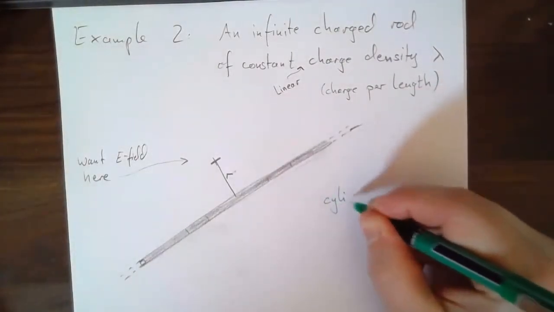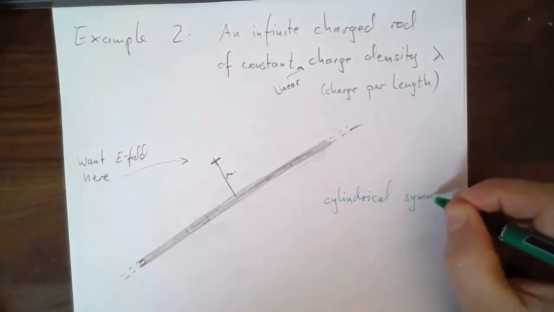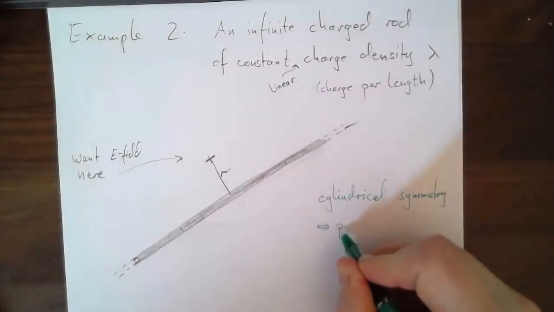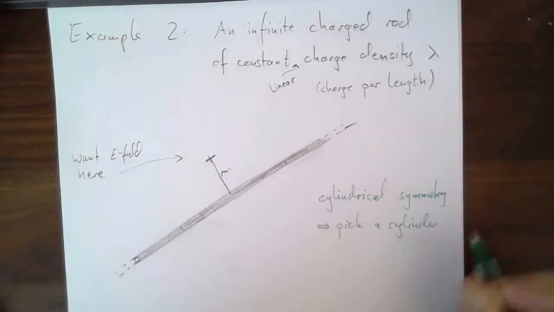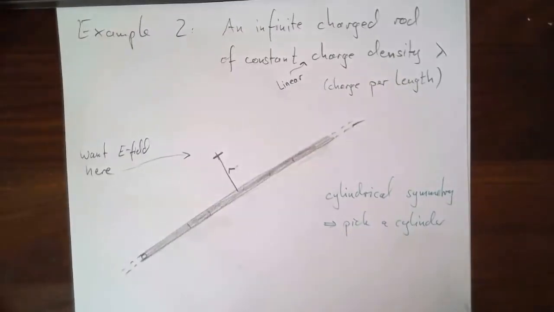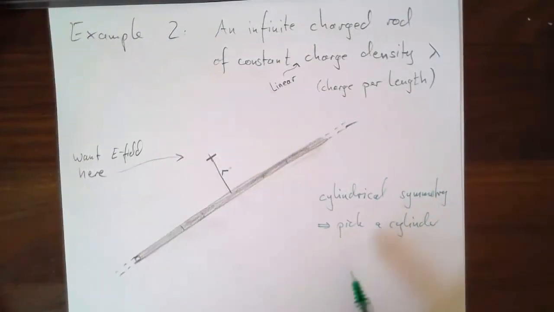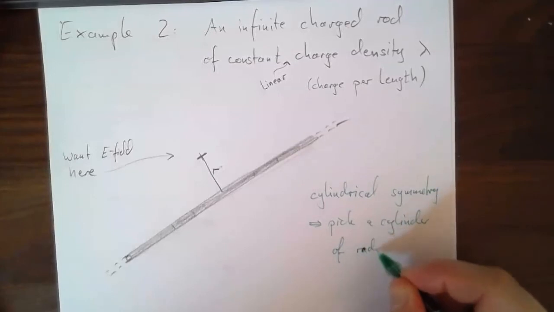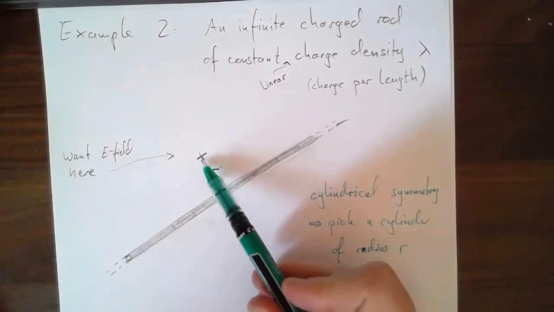So let's write this down. Cylindrical symmetry. We pick a cylinder. Now we want the cylinder to go through our point, right? The surface of the cylinder has to go through our point here, so we are going to pick a cylinder of radius r, where the radius is the distance where we want to find the electric field.